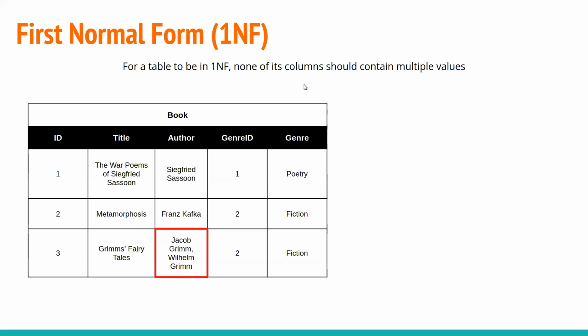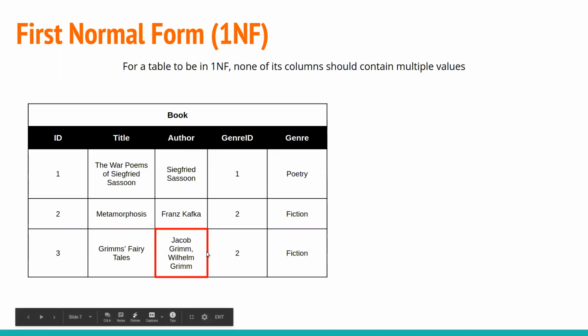If you wanted to update the way you list an author's name, so that instead of their full first name, you just list their initial, like S. Sassoon or F. Kafka or J. Grimm, this will also cause trouble, because where the initial is basically the problem. Okay, so there we go. That was the issue. That's the only reason this table is not in first normal form.